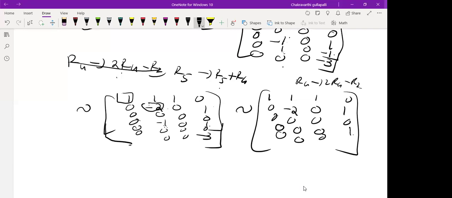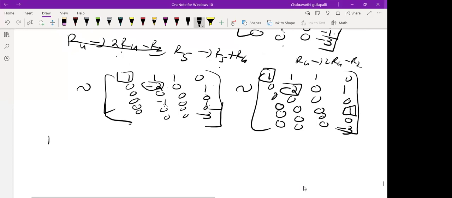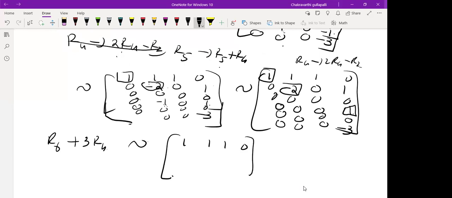Remaining zeros. 0 0 0 minus. This is the leader, below that 0; leader, below that 0. This is the leader, we have to make below it 0. So apply R6 plus 3R4. So we'll get 1 1 1 0 0 minus 2 0 1, then rows of zeros and 0 0 0 1.